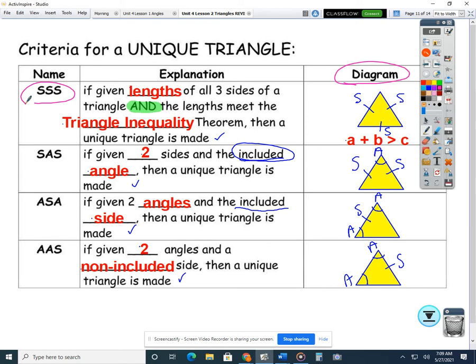If both of those are met, then yes, there is a unique triangle. If they give us side, angle, side, then a unique triangle would be made, only one. If they give us angle, side, angle, then yes, a unique triangle would be formed. And if they give us angle, angle, side, then yes, a unique triangle would be formed. Okay? Now, these four will create just one unique triangle.